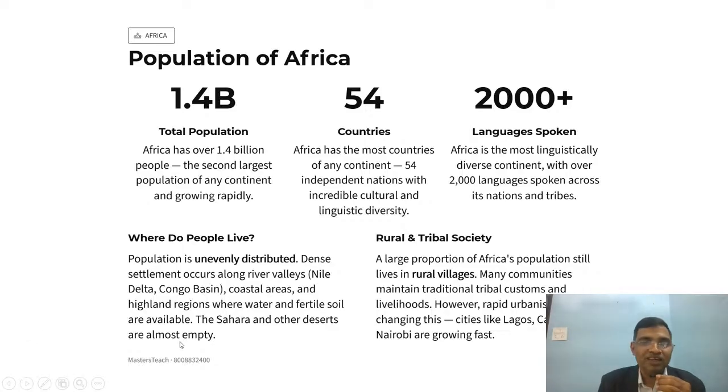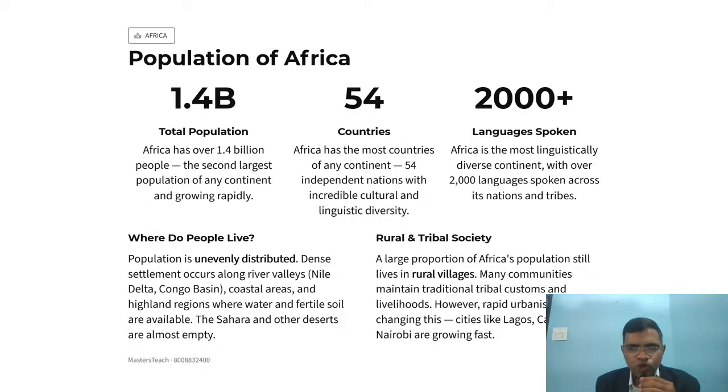Where do people live? So they are unevenly distributed. Dense settlement occurs along the river valleys like the Nile Delta and Congo Basin. More population is there. Then coastal areas and highland regions where water and fertile soil are available. In the Sahara and other desert areas, people won't live. It is almost empty in the Sahara area.